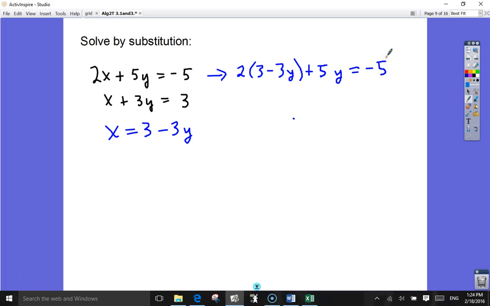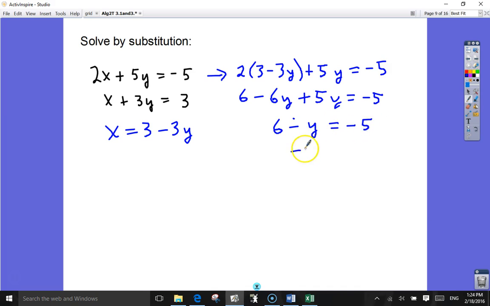Right, can you see I just replaced the x with 3 minus 3y. By doing that, we reduced what was a 2-by-2 system of equations into one equation with one variable that could be solved pretty easily. So that'll be 6 minus 6y plus 5y equals negative 5. Combine like terms: 6 minus y equals negative 5.